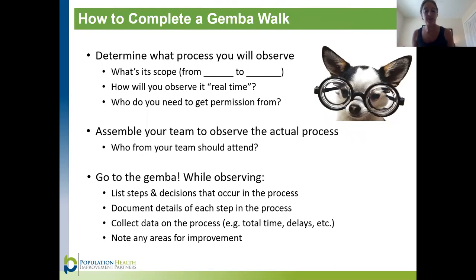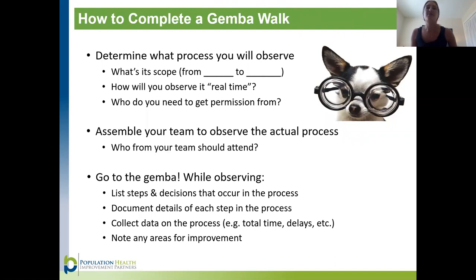You're also going to need to think through how you will observe the process real time. And we know that that's hard, and we know that that may not be possible for all of you, especially if you're dealing with very rare occurrences or a very fragmented process, and we know many of you guys are. And we're going to talk through some alternatives and some creative ways to observe, even if you're not able to observe real time.